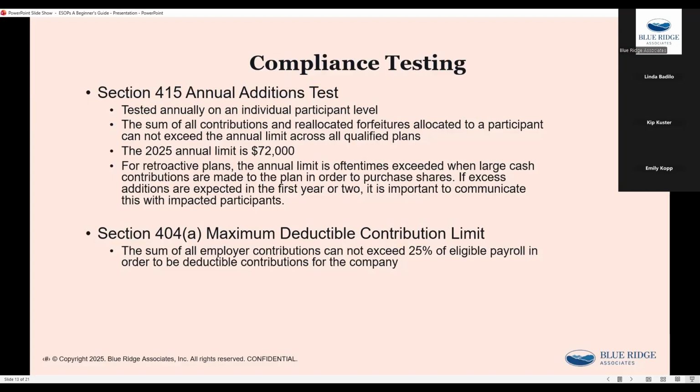The other test is from Section 404(a). This is the company deduction limit. The ESOP contribution has a maximum, and that maximum is 25% of your covered payroll. So between all employer contributions, if you've got a 401k and you're making a matching contribution, that matching contribution is an employer contribution. So your employer contributions would be that match and the ESOP contribution. The total of those contributions together can't exceed 25% of eligible payroll.